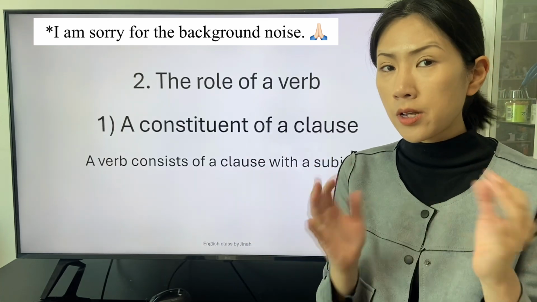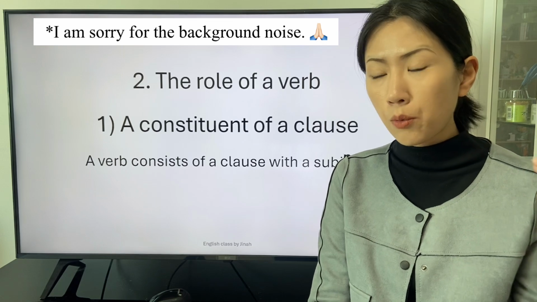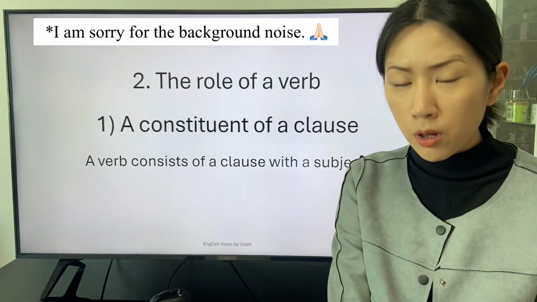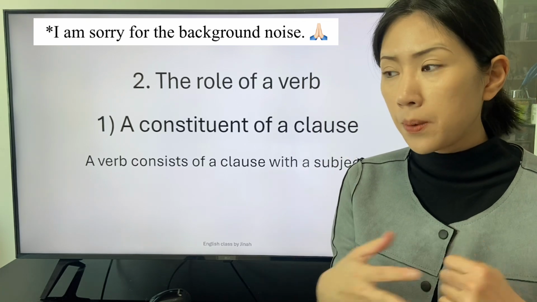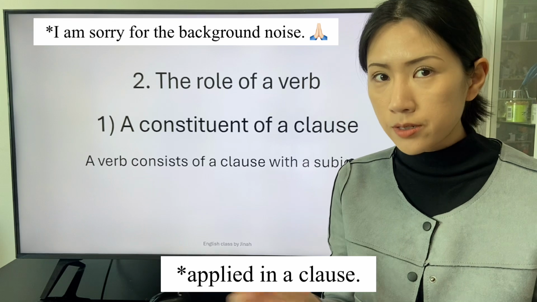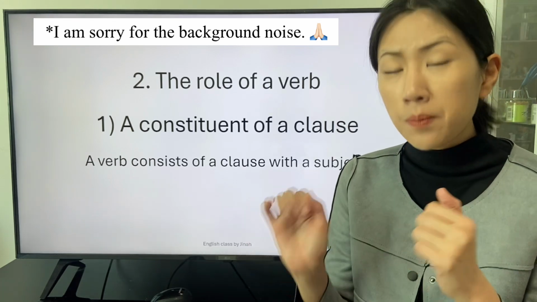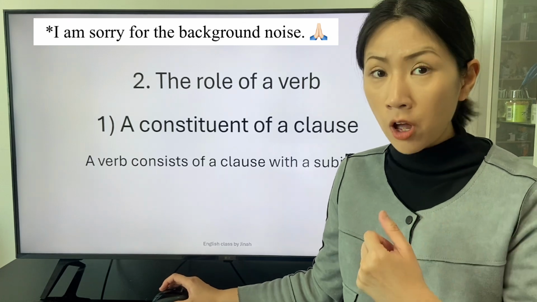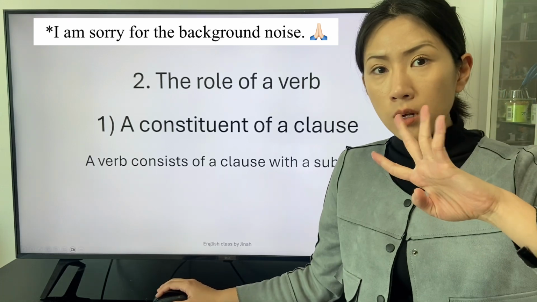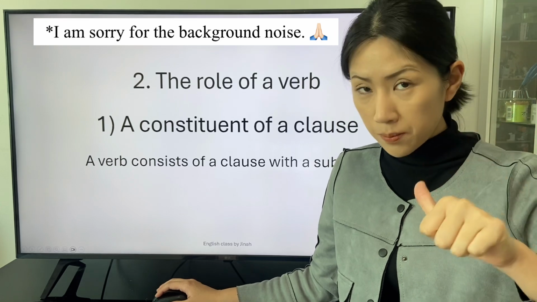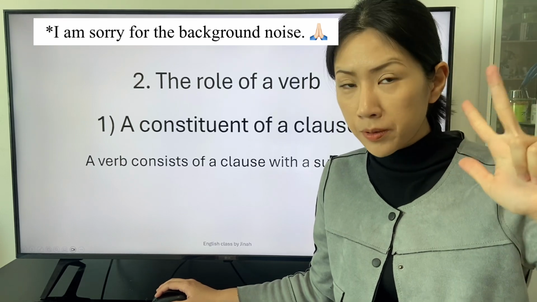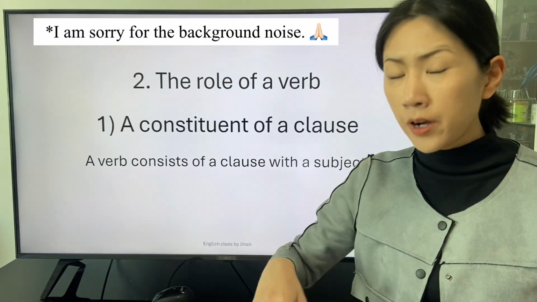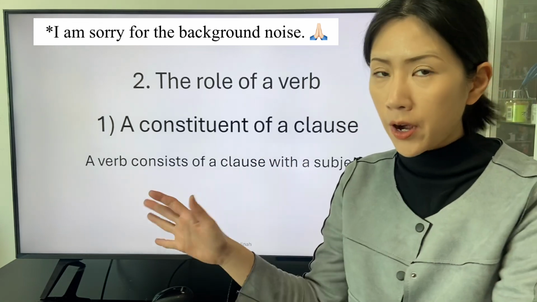From now on, we will study the roles of a verb in a clause. There are 4 roles of a verb in a clause. The first role of a verb in a clause is as a constituent of a clause. There are 4 constituents of a clause: a subject, an object, a complement, and a phrase of a verb. A verb consists of a phrase of a verb.